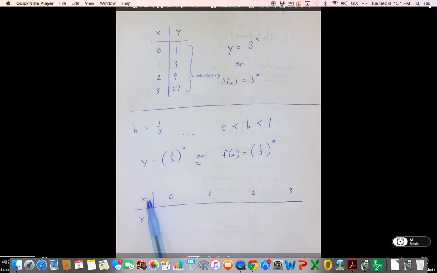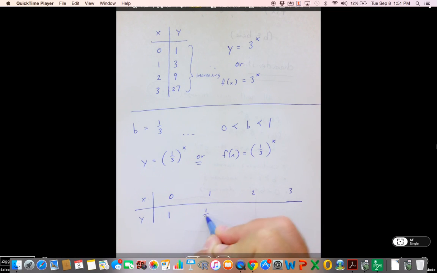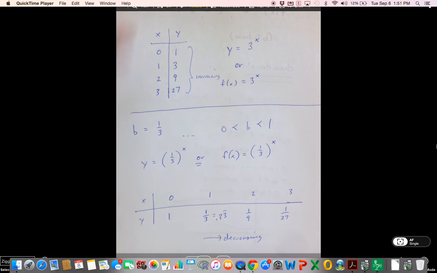Well, regardless, when I have x equals 0 and I put it into either one of these, I get 1/3 to the 0 power, which is just 1, again, passing through the point 0, 1. I put 1 in, I get 1/3 to the 1 power. Put 2 in, I get 1/3 times 1/3. Put 3 in, I get 1/3 times 1/3 times 1/3. And I get decreasing.